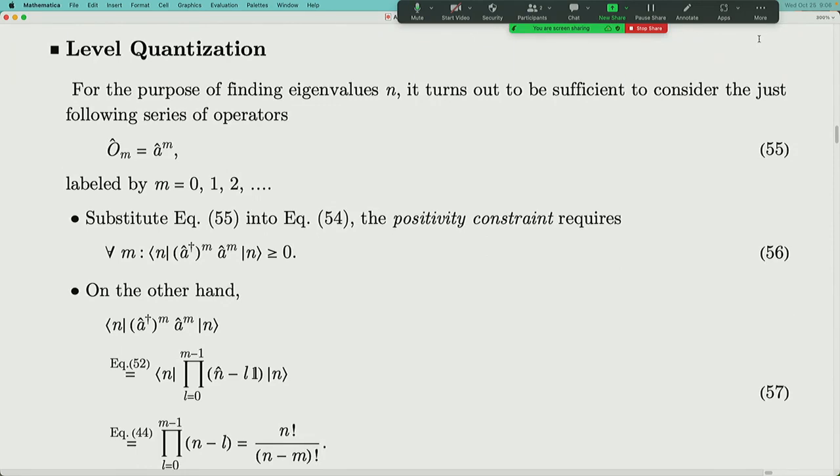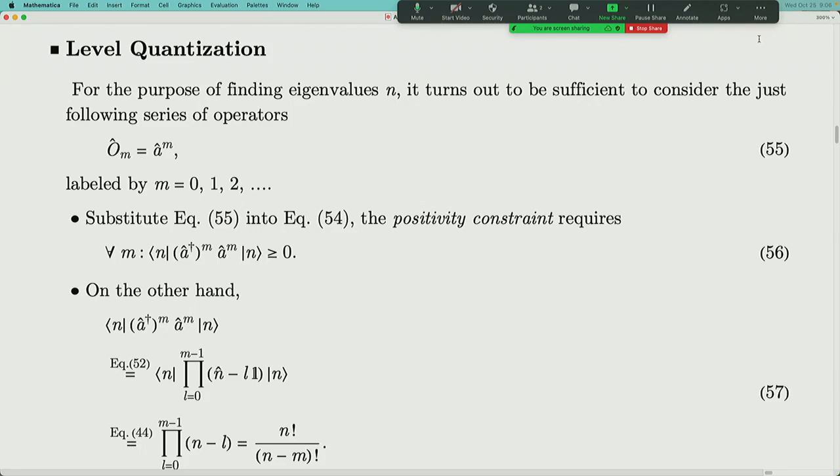So if you have a to the mth power acting on this n state, if you treat the whole thing as a ket state, then the corresponding bra state is obtained by flipping this ket to bra and also changing this a to a dagger, just doing a Hermitian conjugate of everything. So this basically is the scalar product of a state with itself. And because of the positivity constraint, this scalar product must be greater than or equal to 0.